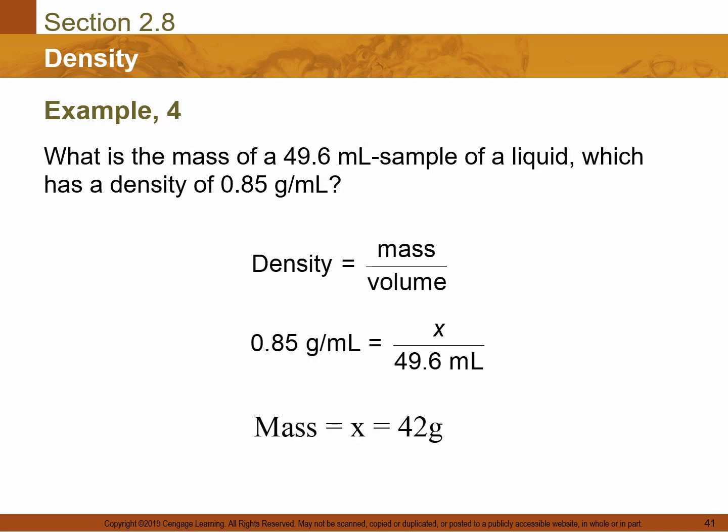What is the mass of a 49.6 milliliter sample of a liquid which has a density of 0.85 grams per milliliter? Remember, same formula. We start with the density equaling the mass divided by the volume, and then we should rearrange or reason from our units. So our density is given at 0.85 grams per milliliter. That's our second step. And we are trying to solve for the mass of the sample right here. We don't know what that is. Doing our basic algebra, I would need to get this alone. So mass equals 42 grams.